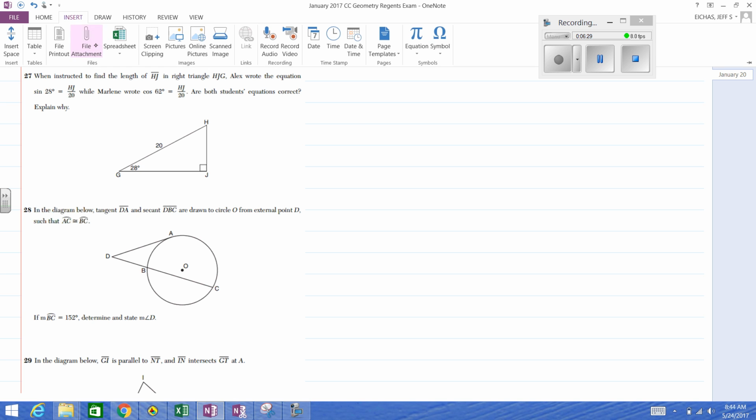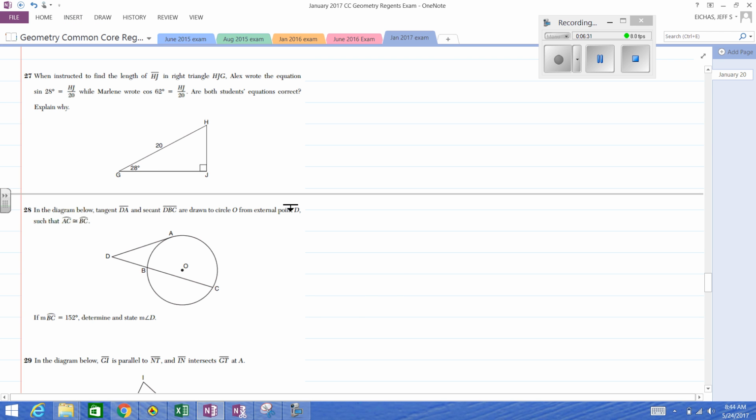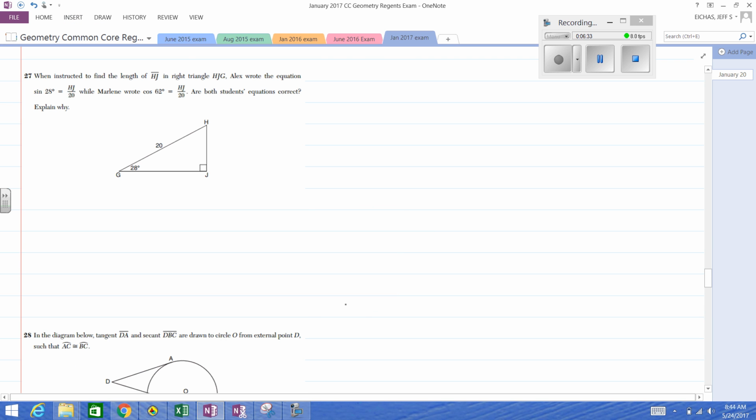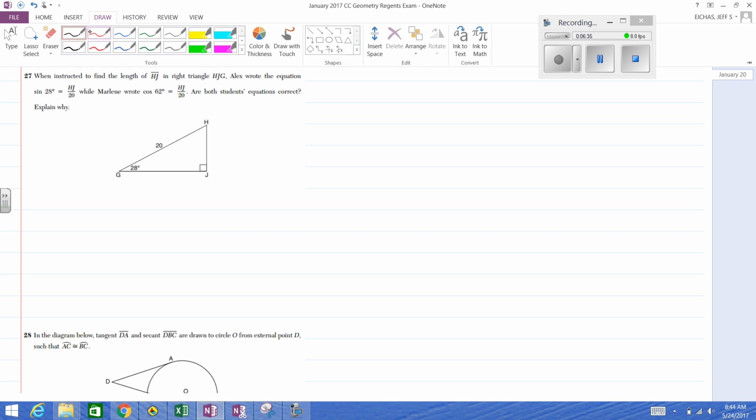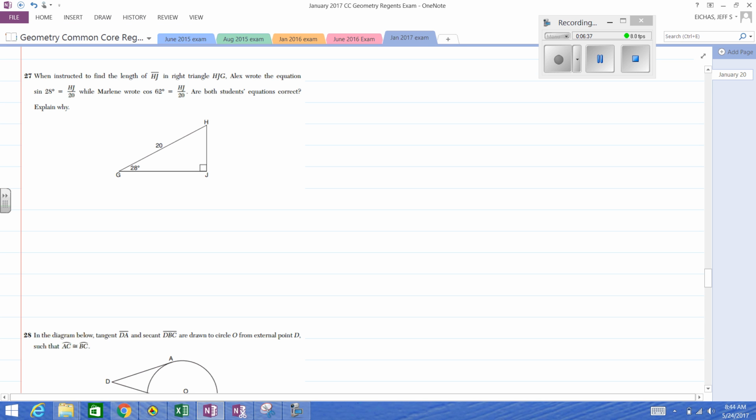All right, so this is a cofunctions problem on the open response. The concept they're testing here is that when angles are complementary, their cofunction values are equal.